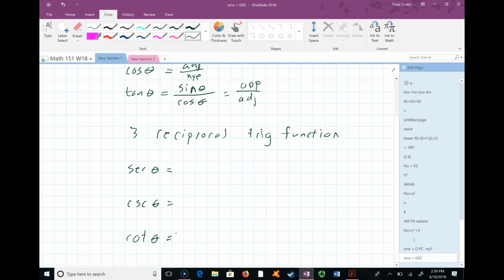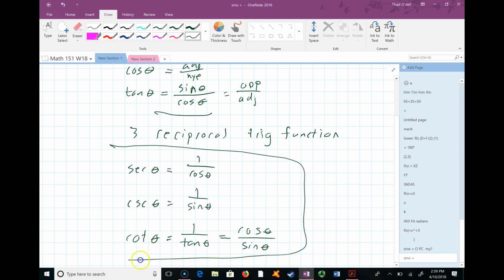So the secant of theta is the reciprocal of cosine, so that'd be 1 over cosine of theta. Cosecant is 1 over sine of theta, and cotangent is 1 over tangent of theta, otherwise known as, if we flip this tangent over, cosine theta over sine theta. So that's the reciprocal functions. These are 3 new functions that you have to commit to memory.